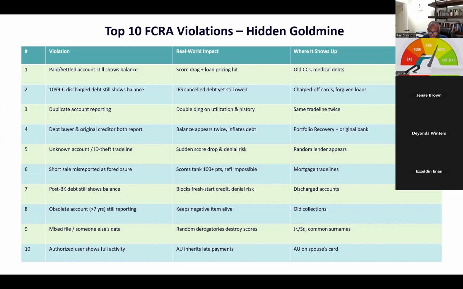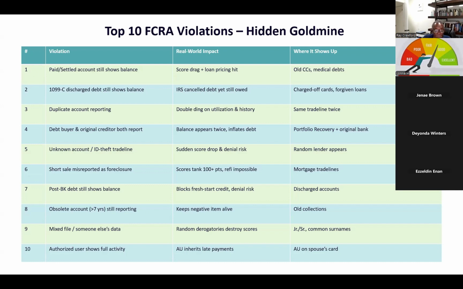A mixed file. Oh, I don't know, did we talk about this? A mixed file is when you have a junior and a senior or a common surname. Those are super hard, if not impossible, to get removed unless you go through an attorney. So the best thing you can do for a client when there's a mixed file is just send that to the attorney. They will take care of it. You can probably dispute for months and not get anything resolved, so that is something I would definitely take to the attorney.